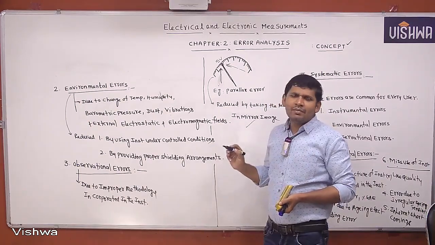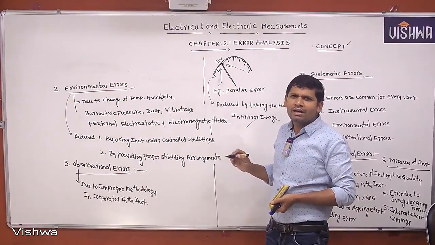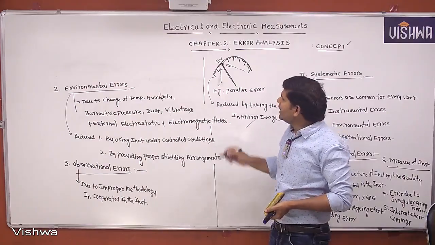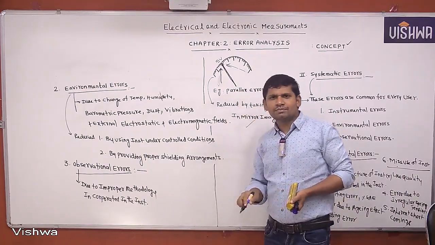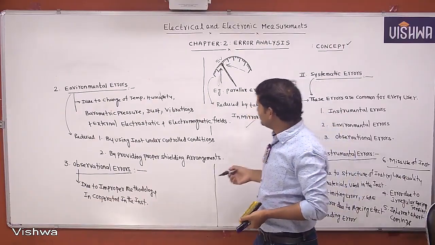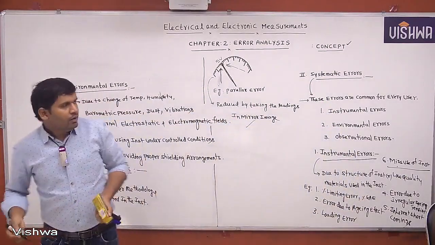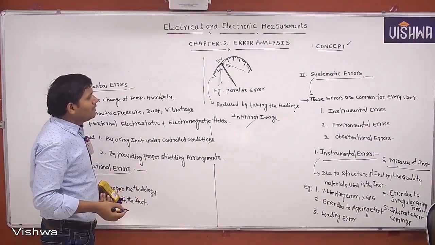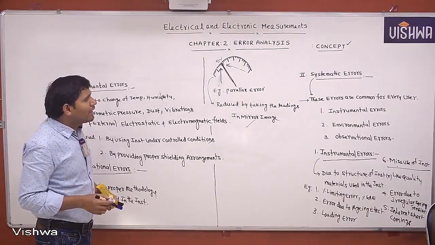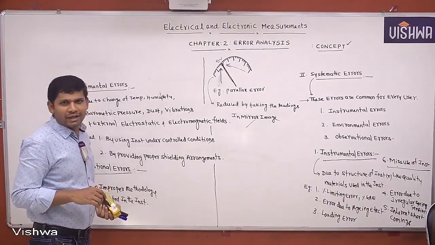But these errors are present mainly only in analog or deflecting type instruments. In the case of digital instruments, we don't have any parallax errors. Digital instruments do not have parallax errors. Clear? Okay, this is about systematic error, that is instrumental errors, environmental errors and observational errors.